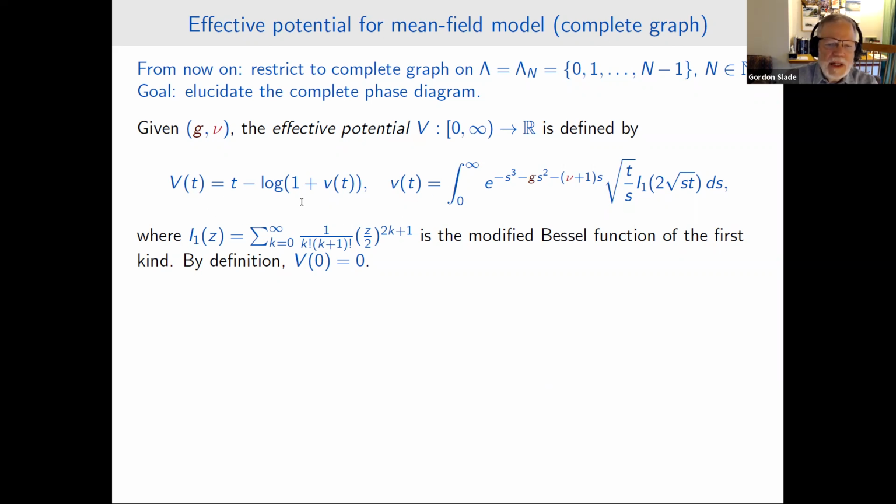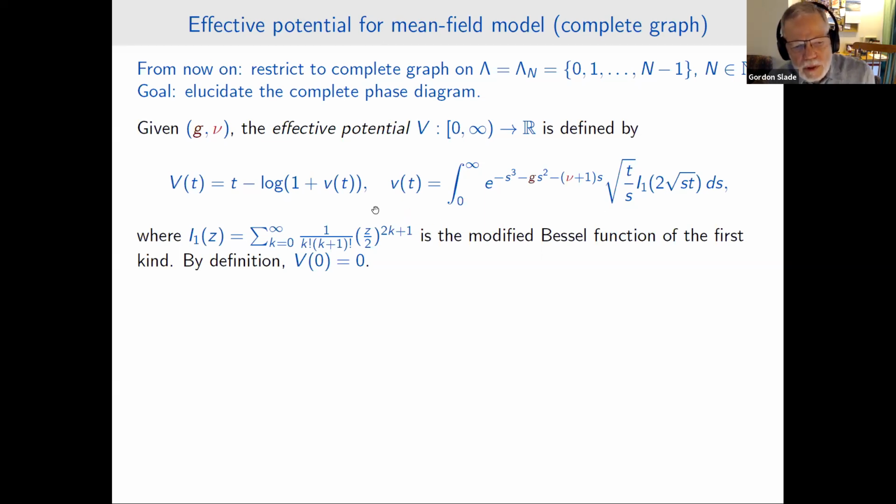V of t is t minus the log of 1 plus little v of t. And little v of t is given by something that maybe looks a little familiar here. There's e to the minus s cubed minus g s squared minus nu s, which is like e to the minus local time cubed, e to the minus g local time squared, e to the minus nu local time. And then there's some other stuff in this integral. There's a root t over s, and there's this modified Bessel function of the first kind.